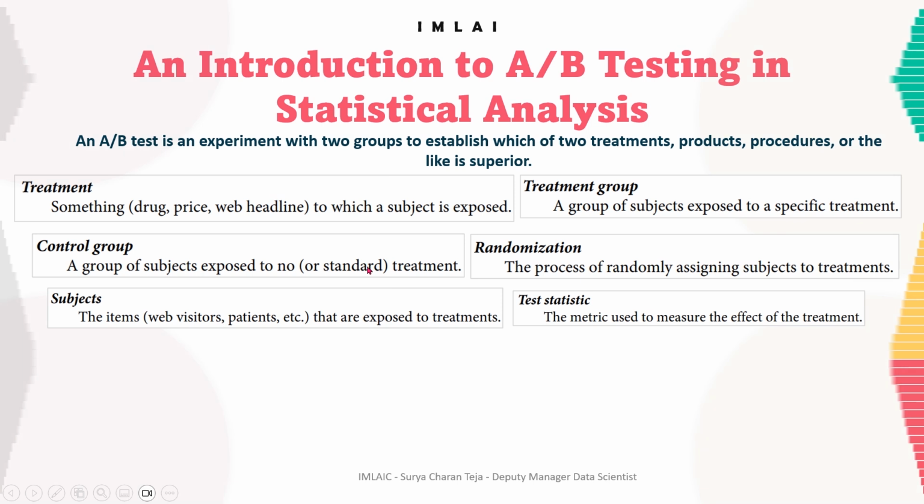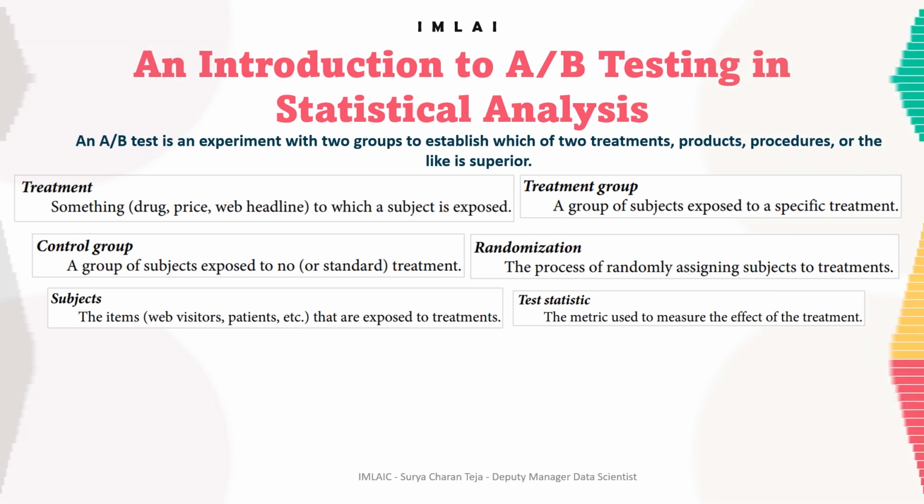Then a treatment group is a group of subjects exposed to a specific treatment, and a control group is a group of subjects exposed to no treatment or the standard treatment, the standard existing treatment. Randomization is the process of randomly assigning subjects to treatments, and finally the test statistic is the metric used to measure the effect of the treatment.